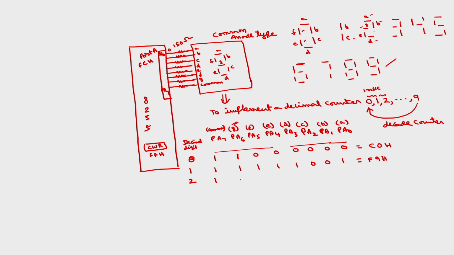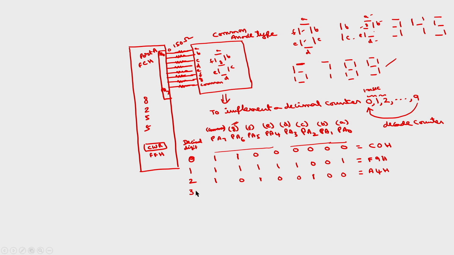I have to display G also 0, F is not there, so 1, E is there, so 0, D is also there, 0, C is not there, 1, B is there, 0, A is there, 0. So, what will be the code? 1 0 1 0 is A, 0 1 0 0 is 4, so A4H.